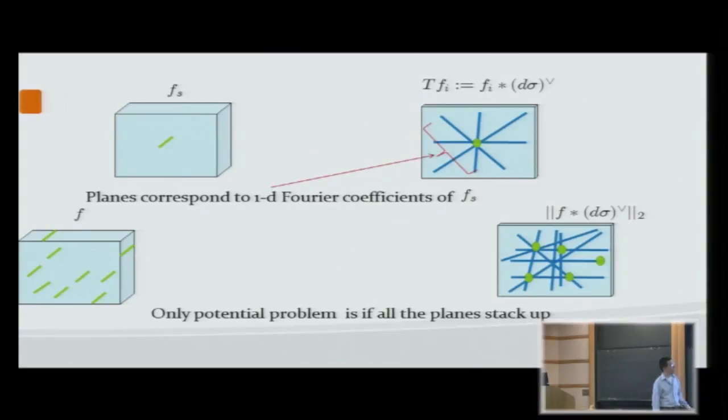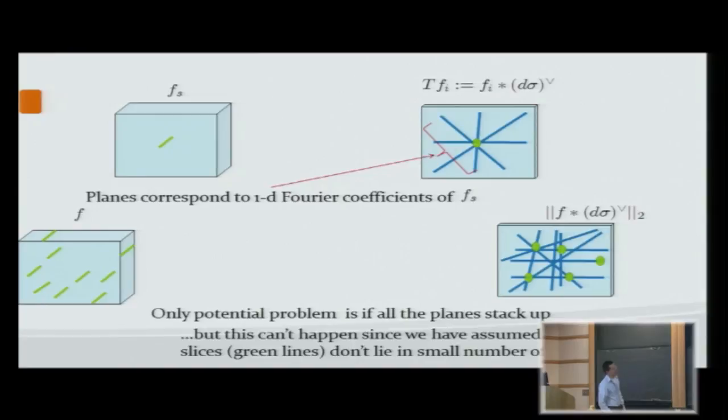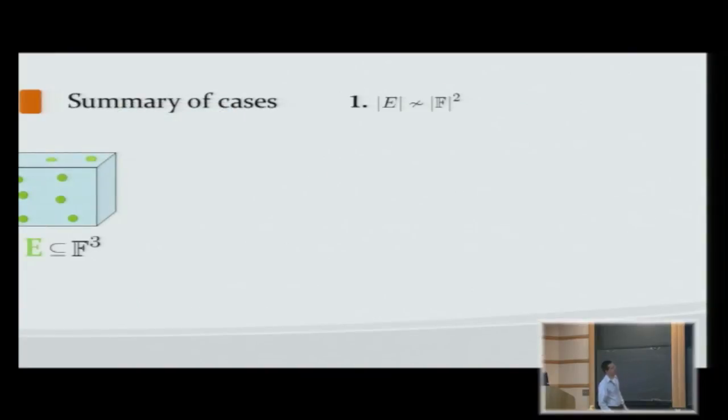Now I claim that I've actually ruled out that case, because these lines can only stack up if these points are all on the same line. And if these points are all on the same line, then I'm actually in the previous case of a lot of these lines lying on a single plane. So I've put myself in a case where I know that doesn't happen, and so I know that these lines can't stack up too much, and I can get an improvement in this case as well. And so that actually covers all the cases.